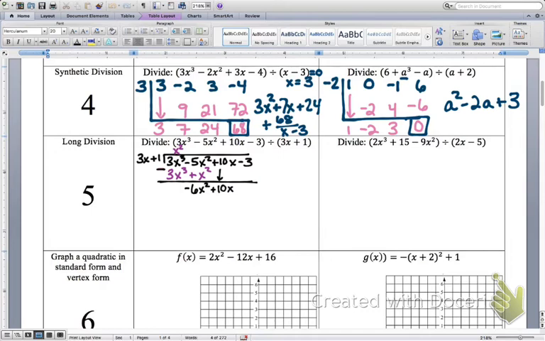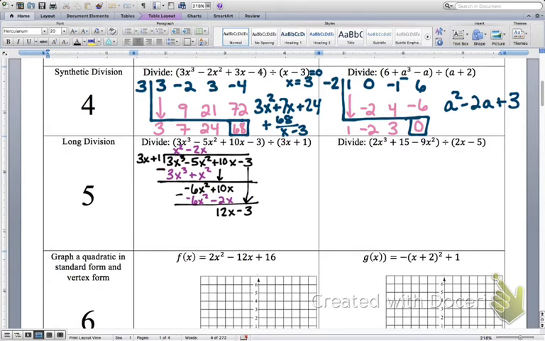Bring down that next term. 3x times what will give me negative 6x squared? I need a negative as well as a 2x. Multiply. Then we're going to subtract. 10 minus negative 2 is the same as 10 plus 2. Again, we have to really be careful here. So we get 12x, bring down that last term.